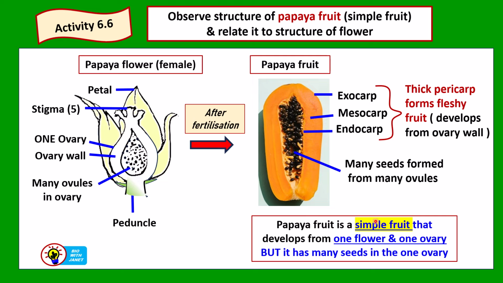Okay, so the papaya fruit is a simple fruit because it develops from one flower here, the female flower, because papaya has female and male flowers.